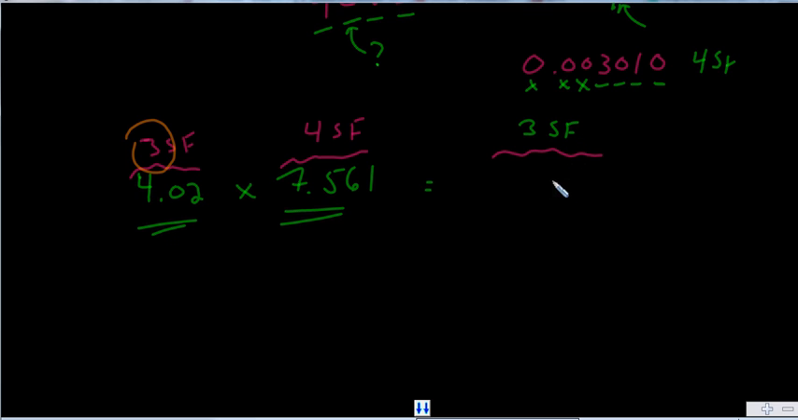Now, if you plug in 4.02 times 7.561, your calculator might spit out 30.3952. Now, this is not what you should write after you've done your calculations. This is not what you should write on a test. What you write on a test should have only 3 significant figures.